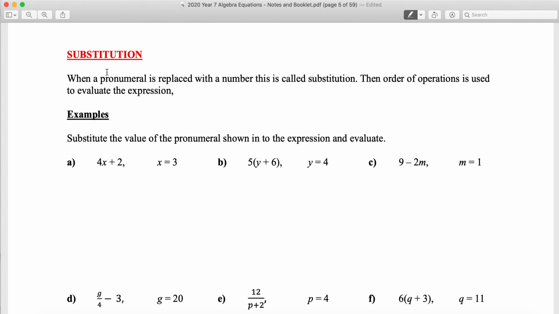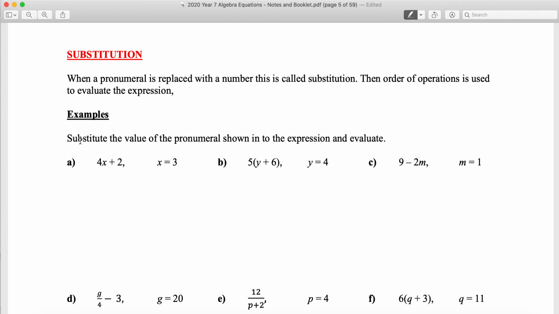Okay, so let's remember that a pronumeral represents a number. Agree? So when we give that pronumeral a value, a number, and we change it in the expression or in the equation, that's what is called substitution. It says here, when a pronumeral is replaced with a number, this is called substitution. Then the order of operations is used to evaluate the expression. So we have to use order of operations. Let's remember, order of operations is BIDMAS, okay?